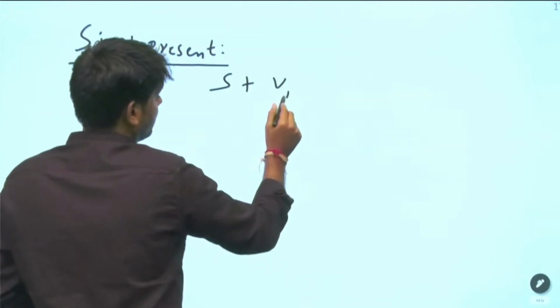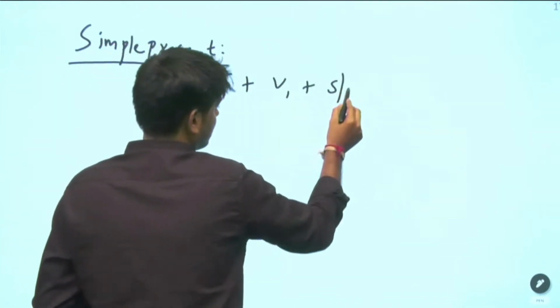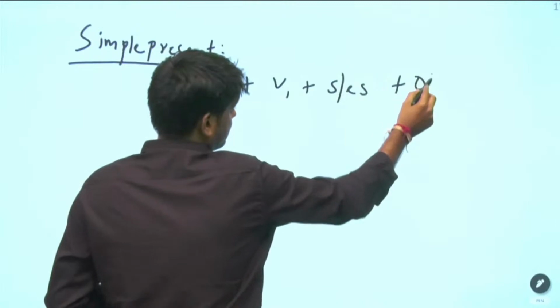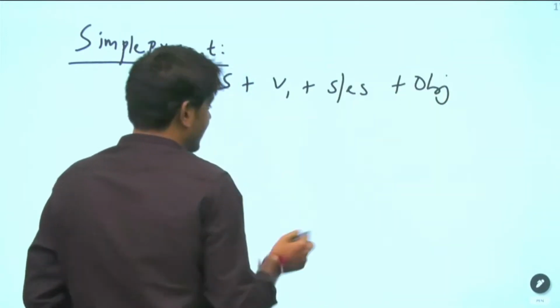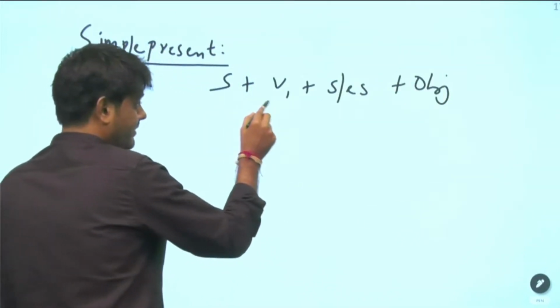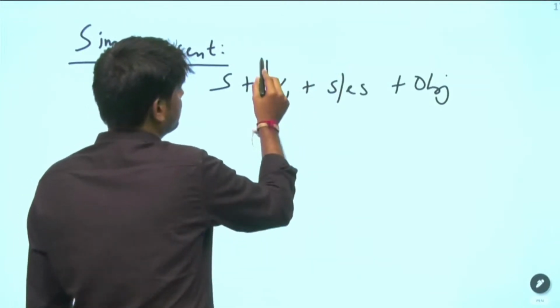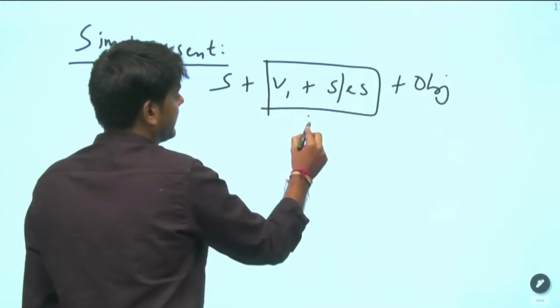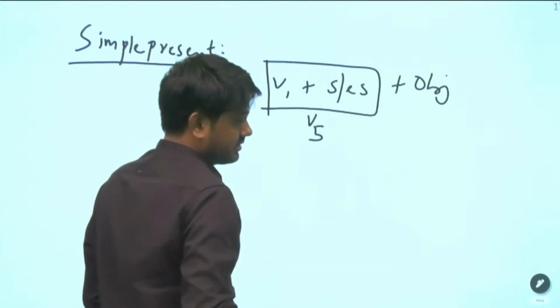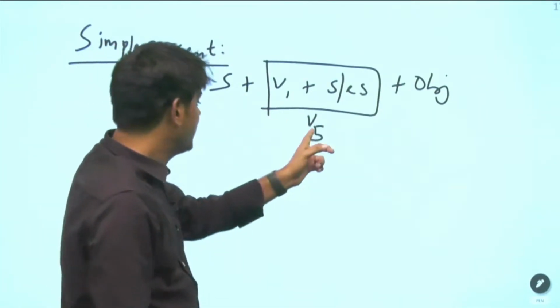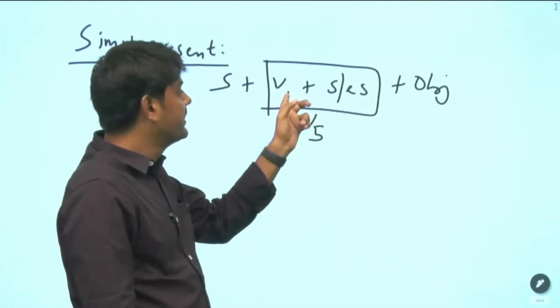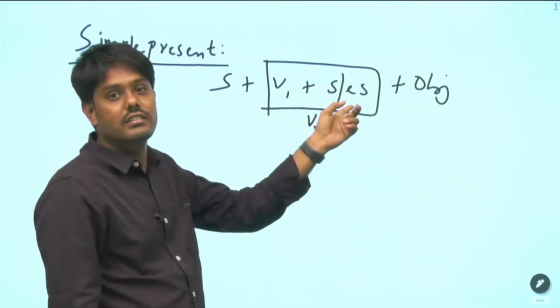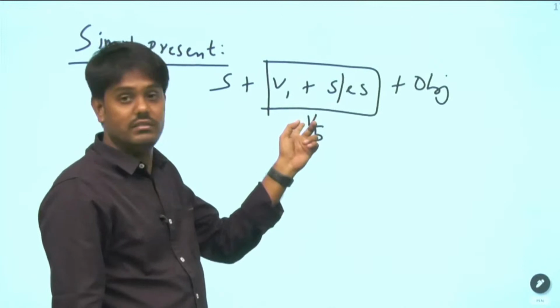Subject plus V1 plus S or ES plus object. Here I have written V1 plus S or ES. Instead of that, in one form we can also write V5. Why? Because V5 is nothing but V1 to which we add S or ES. So that is obviously V5.